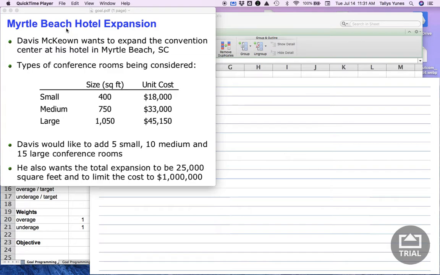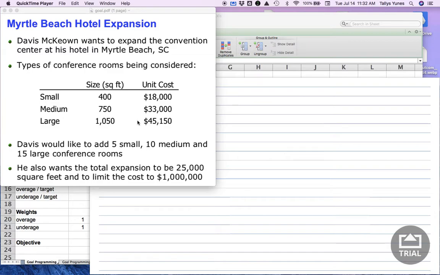There's this guy who owns a hotel in Myrtle Beach, South Carolina, and he's thinking about expanding the facilities. The expansion consists of adding additional conference rooms to the hotel. And these conference rooms, according to this table, can be of three sizes: small, medium, large. The table gives you the square footage of each size of the room and how much it would cost to add a room of that size to the hotel.